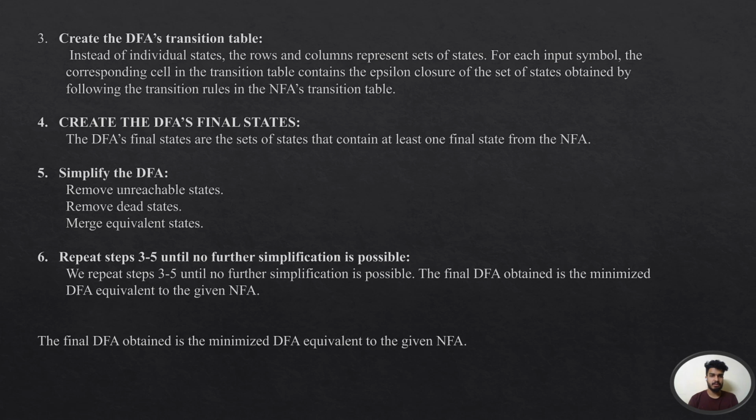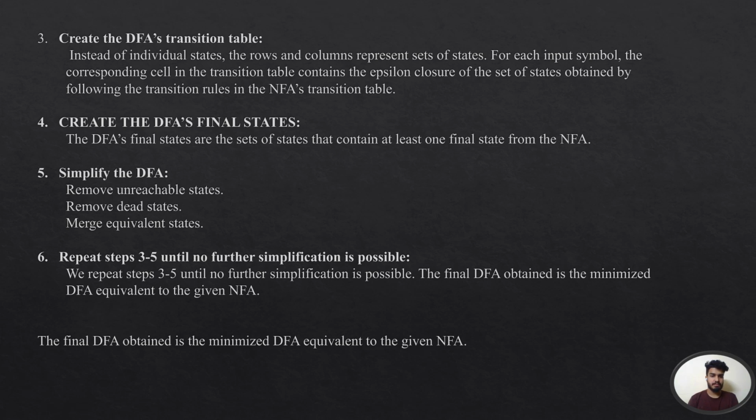Instead of individual states, the rows and columns represent sets of states. For each given input symbol, the corresponding cell in the transition table contains the epsilon closure of the set of states obtained by following the transition rules in the NFA transition table. Step 4. Create the DFA final states. The DFA final states are the sets of states that contain at least one final state from the NFA.